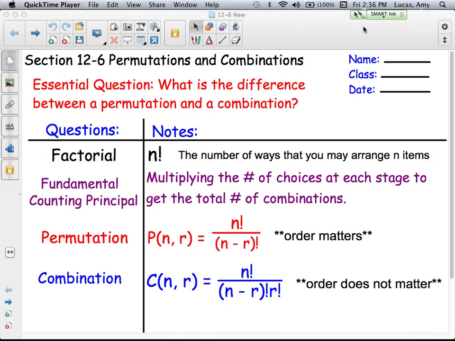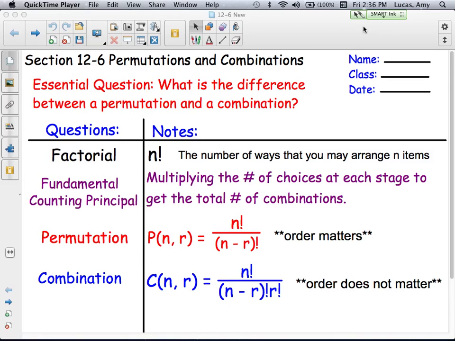Our third vocab word is permutation. The notation for a permutation is a capital P and then in parentheses n comma r, and what it's equal to is n factorial divided by n minus r factorial. With a permutation, the order matters.